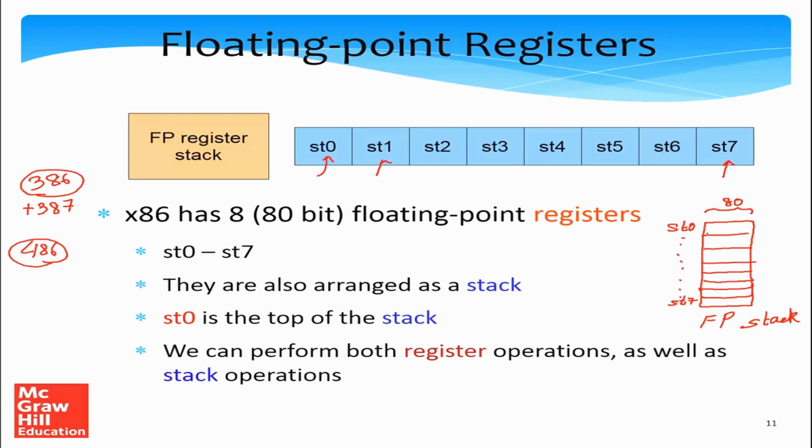So once this is done, let's assume that the numbers were initially of this form: 3, 4.5, 6. We just had 3 numbers. Now let's say we push 2 on the floating point stack.